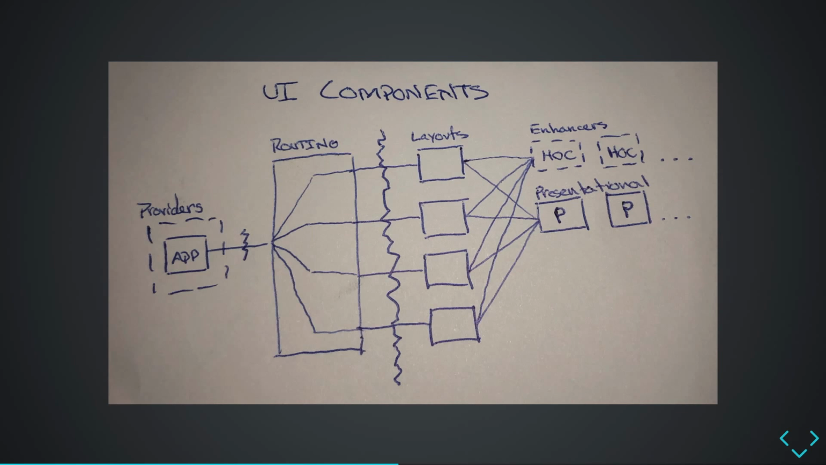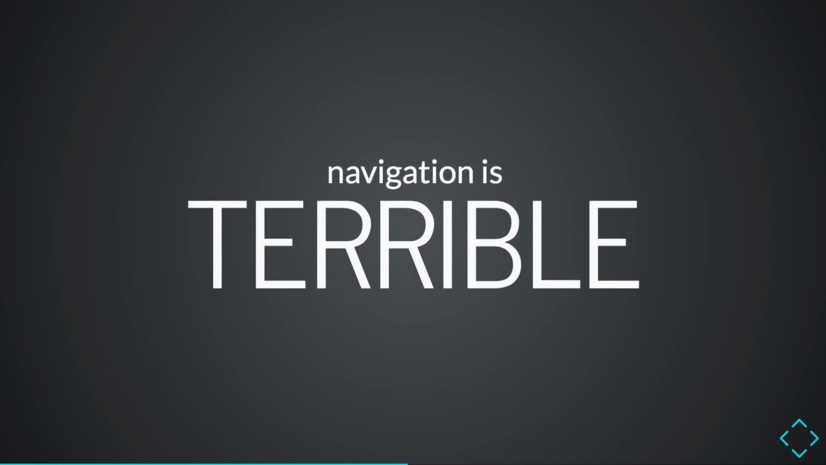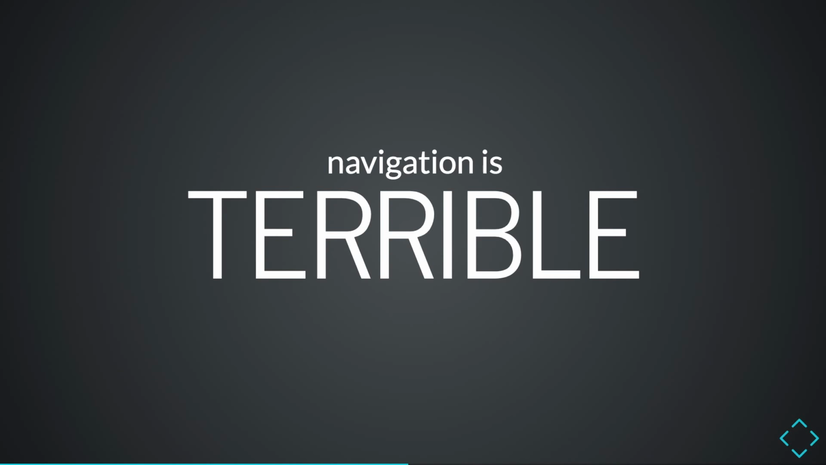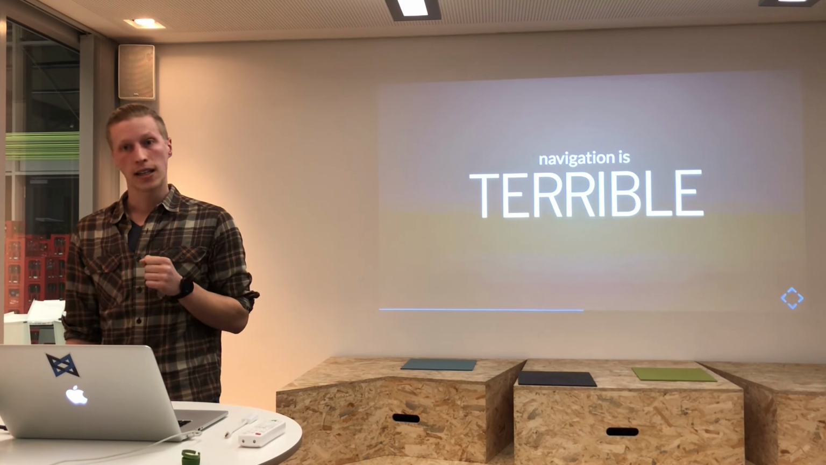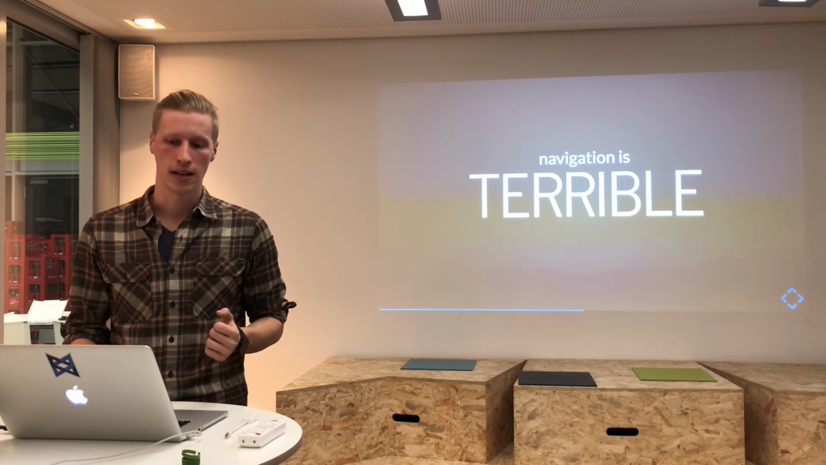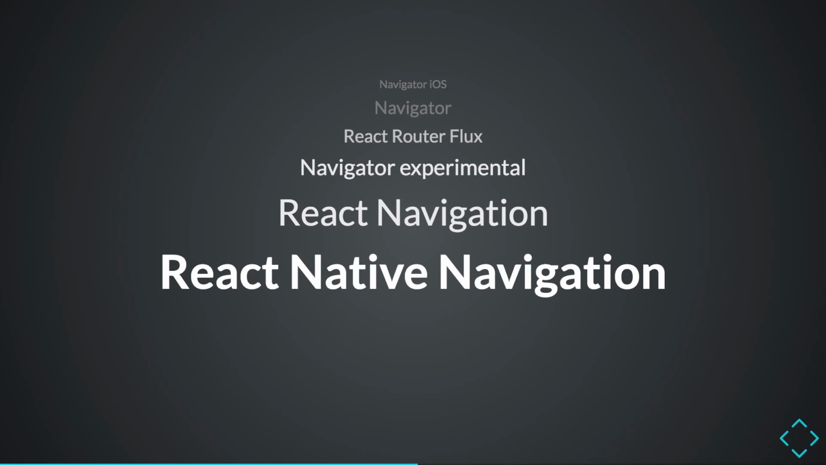So these providers provide React context for your application, often attached at the highest point. So those jagged lines are there for a very good reason. And that is because navigation in React Native is terrible. It is the number one problem that the React Native ecosystem has right now. You have Navigator iOS, Navigator, React Router Flux, Navigator Experimental, React Navigation, React Native Navigation. This isn't even all of them. This is only the ones I have personally tried.